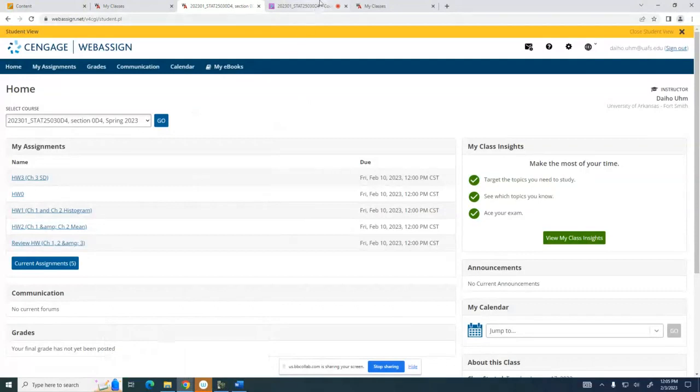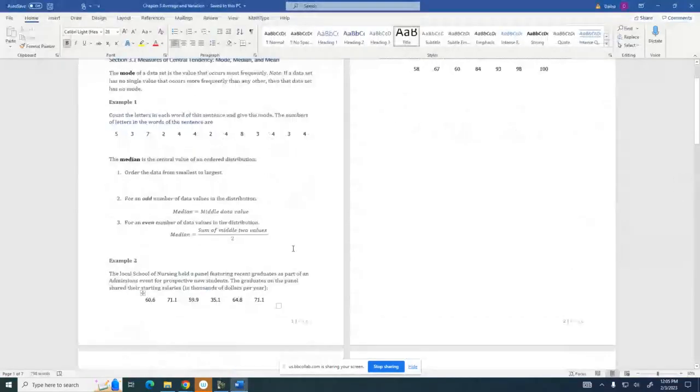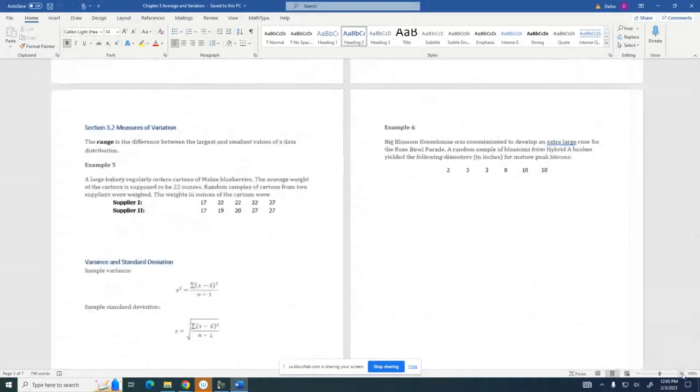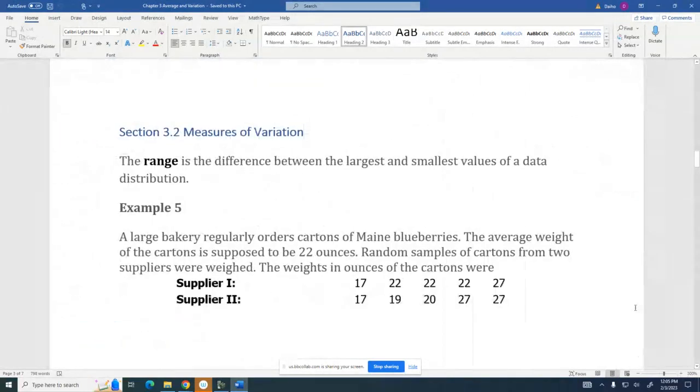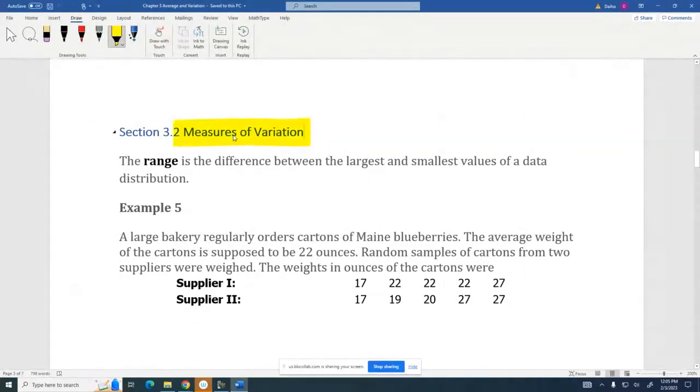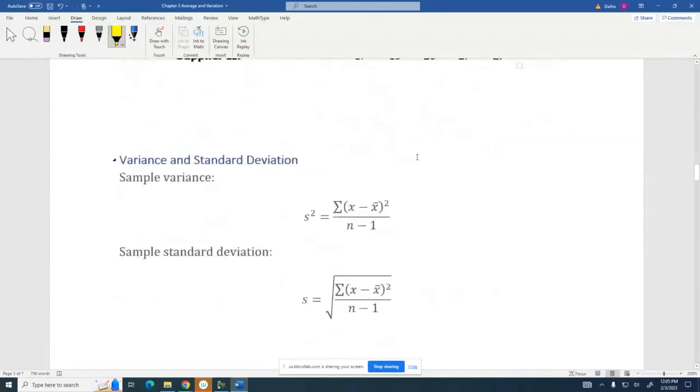Okay, then today, let me do the second part, the measure of the variation. Now we are discussing how we can describe the distribution. The first topic was the location of the distribution, the measure of the center. The second one, we have to describe the size, the measure of the variation. We are going to have another three statistics: the range, the sample variance, and the sample standard deviation.